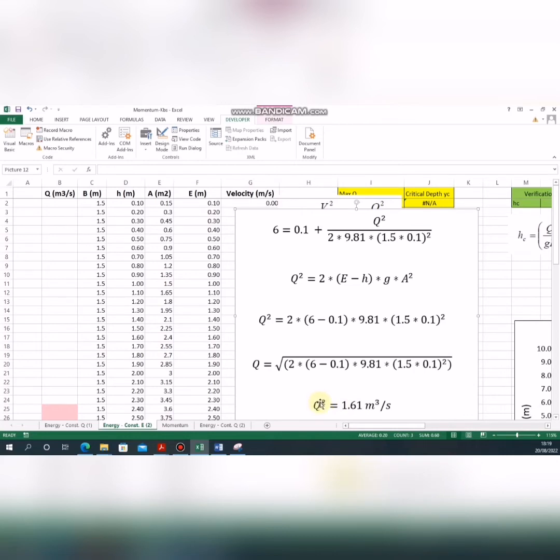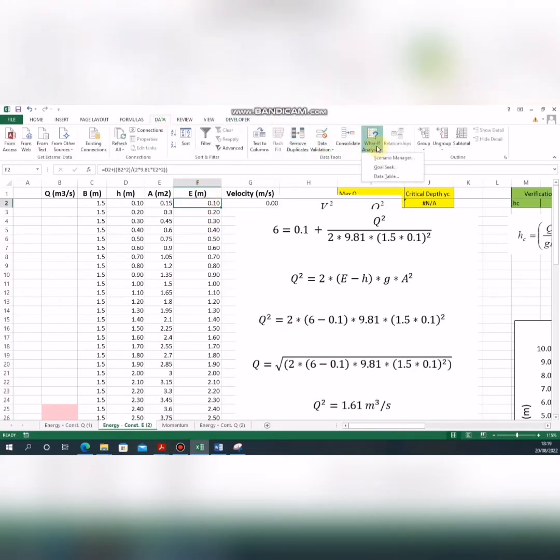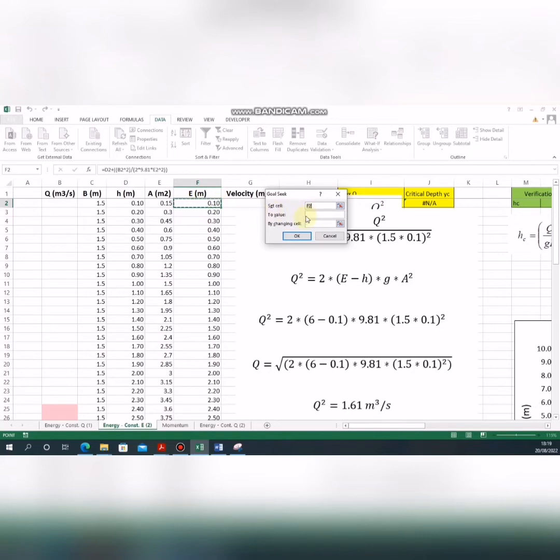This is Q, not Q squared. So Q is 1.61, and this can actually be done by doing a goal-seek analysis. So go to data, what-if analysis, change this value to be 6 meter by changing the discharge. So let's look at what discharge we got. It's 1.61, and this can also be done for the rest of the data with goal-seek analysis.